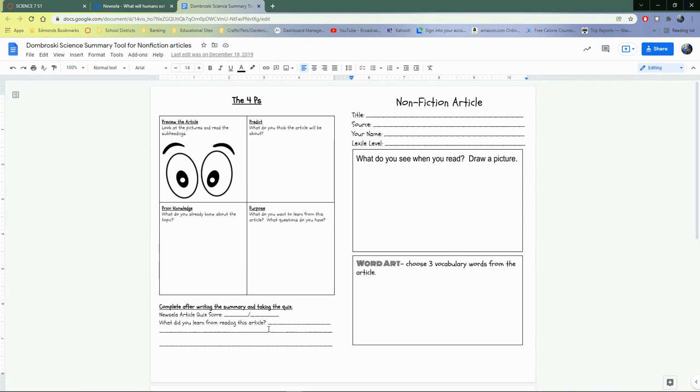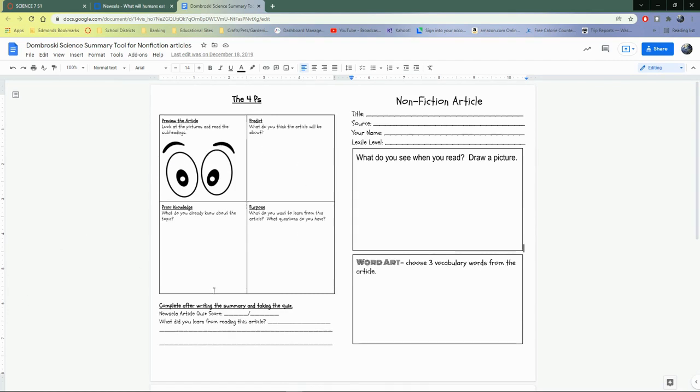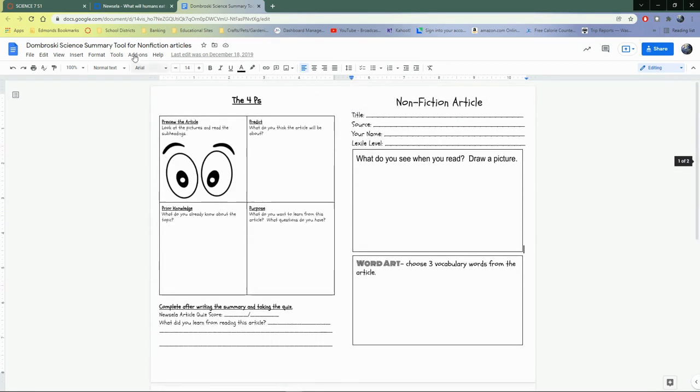And then what did you learn from reading the article? Okay. I learned that they're going to be able to grow their own food and make fresh meals. I don't know. Maybe. I hope that's what they get to do. I'll have to read the article later. All right. So that's how you fill out this worksheet and pick an article on Newsela.